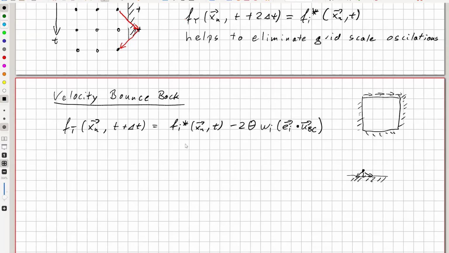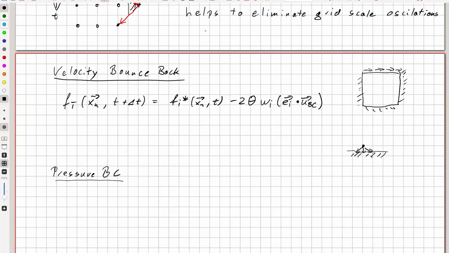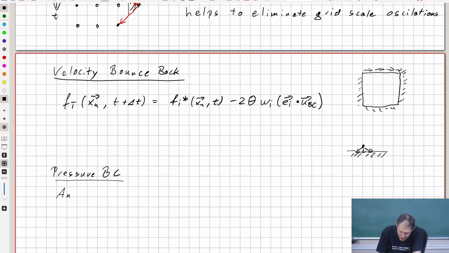So then one thing that is missing is the pressure boundary condition. There are different ways to impose these. We'll talk only about one, and this is the anti-bounce back. So we learned about bounce back, now we learn about anti-bounce back. Anti-bounce back, what is this?